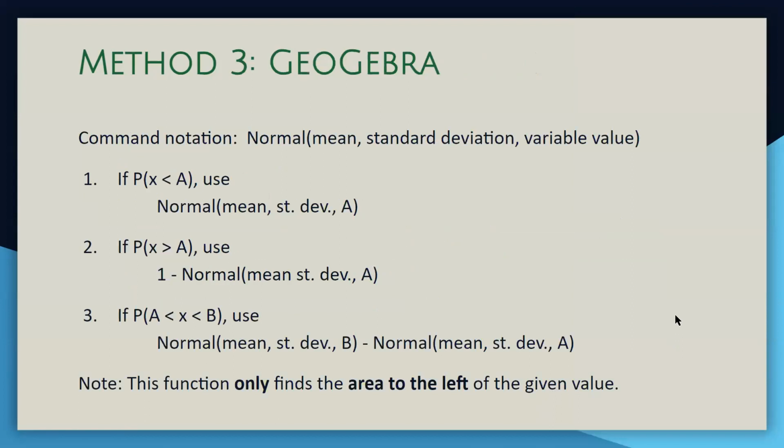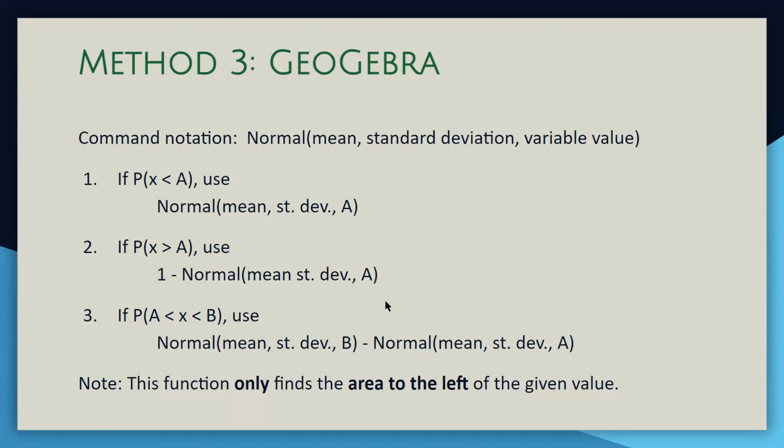GeoGebra is a little weird in that it will only do areas to the left, kind of like the table. But it will do calculations for any mean and standard deviation. You don't have to convert to z-scores first. The command in GeoGebra is normal, and then it asks for 3 pieces of information: the mean, the standard deviation, and the upper bound.